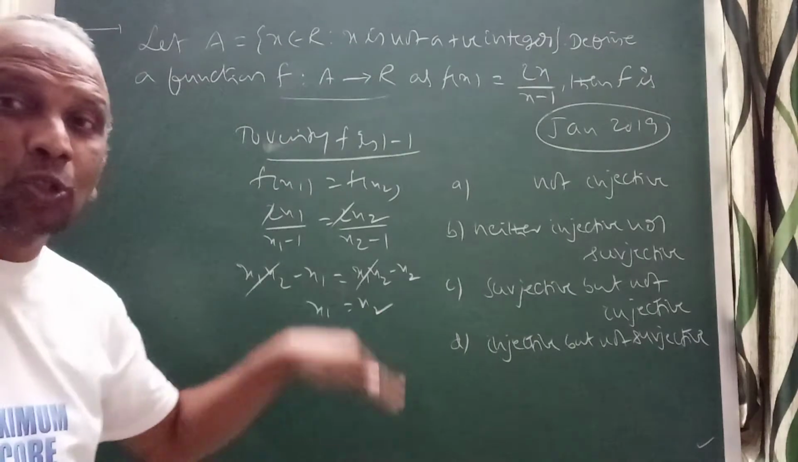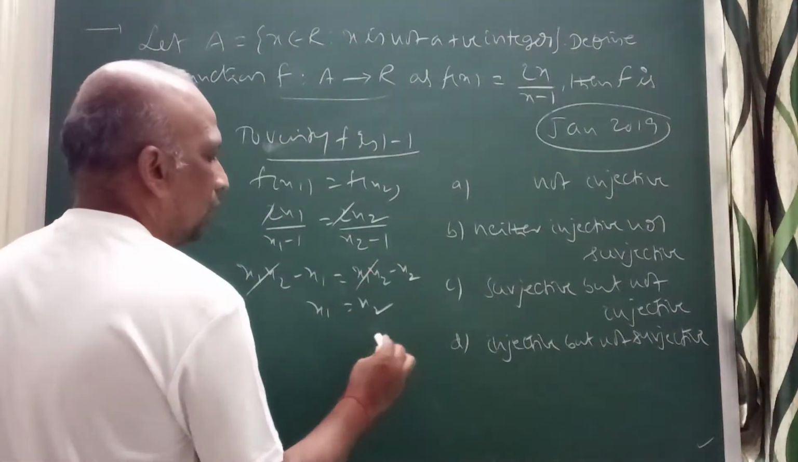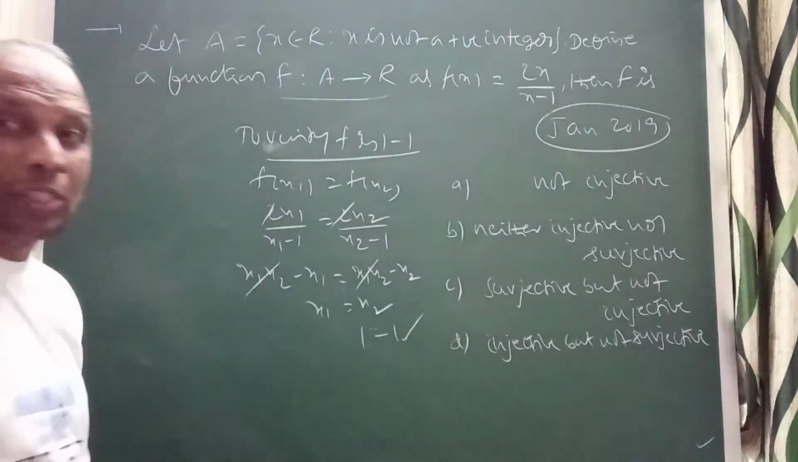For all x1, x2 belongs to A, this is 1-1. Clearly the function is 1-1. It is a 1-1 function, no doubt in that. The function is 1-1.